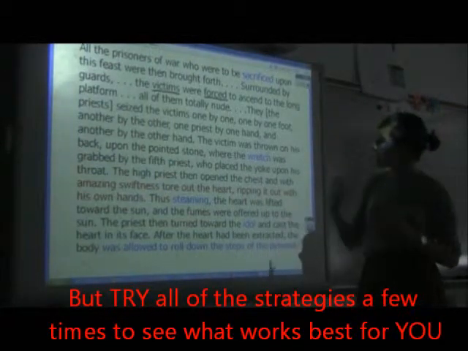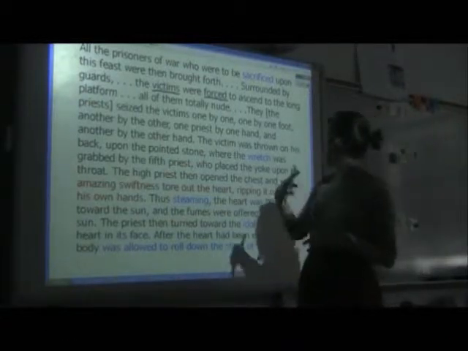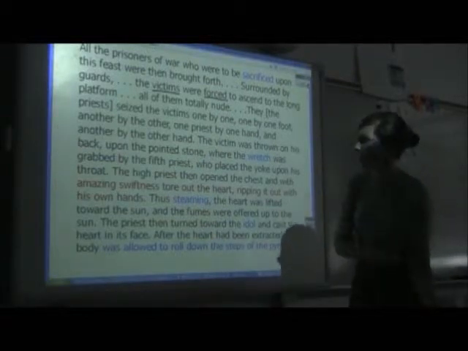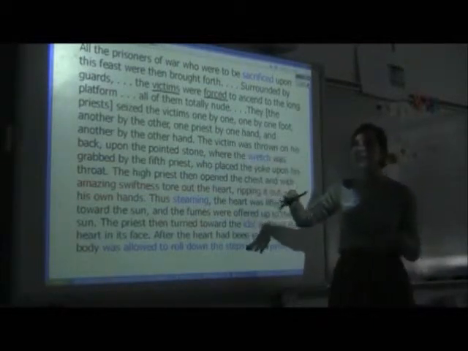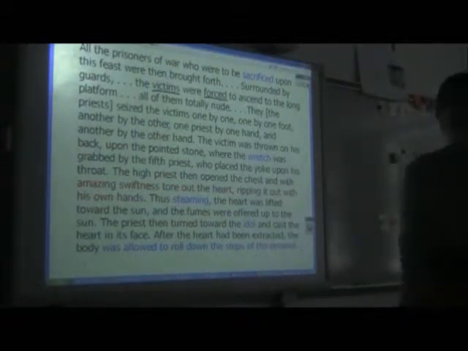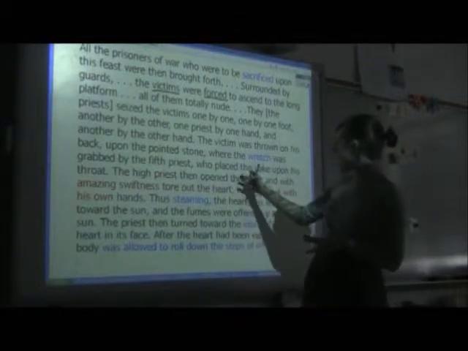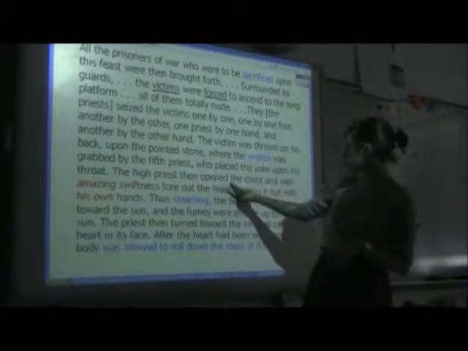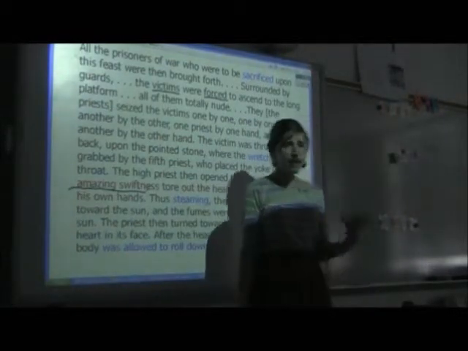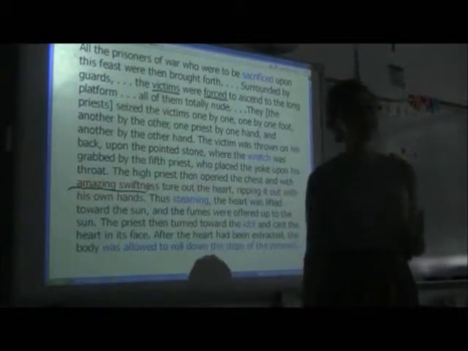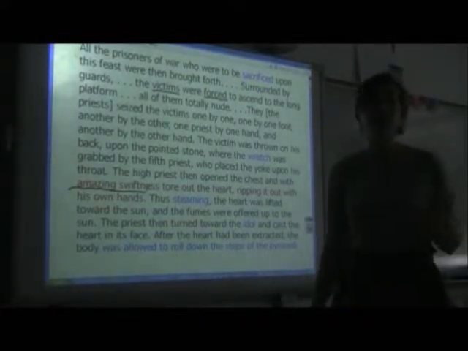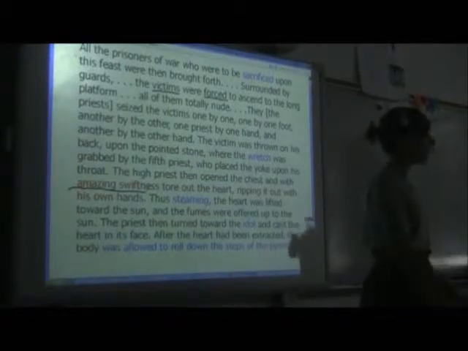The priests seize the victims one by one foot, another by the other, one priest by one hand, and another by the other hand. See, I've been waiting for this because this is long and complicated. You and 5 other people have to be able to rip out someone's heart, and you have to do it with amazing swiftness. Now, I have never personally ripped out someone's heart, but I can imagine that that's a very difficult thing to do, especially with the tools that they have in the long run.